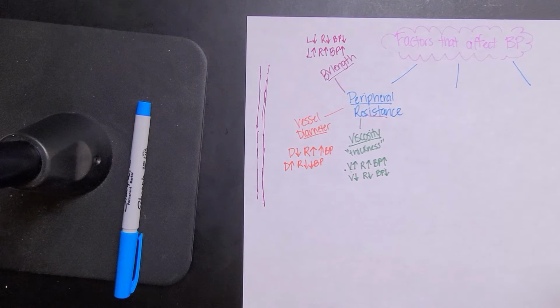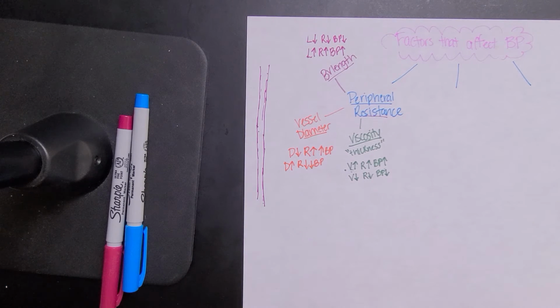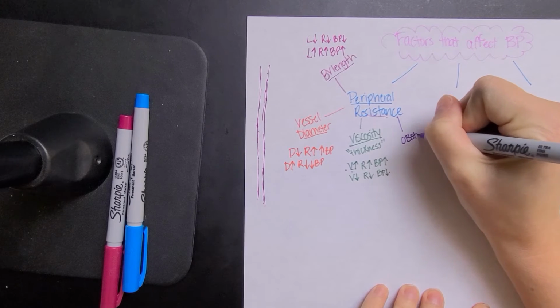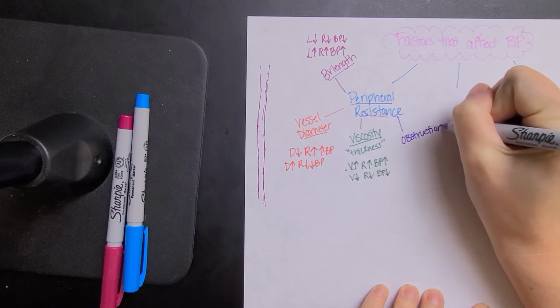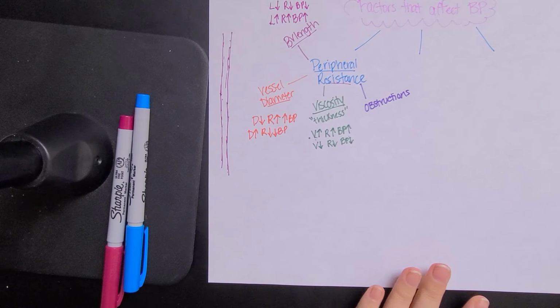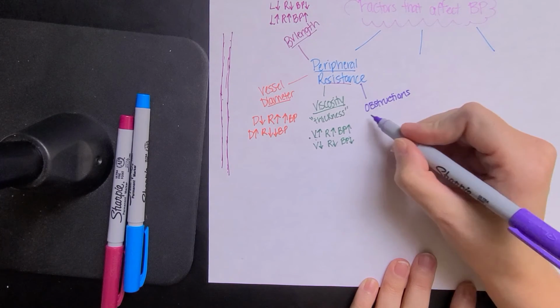Okay? All right, the last major factor that influences our peripheral resistance is blood vessel obstructions. Right, so these are things like plaques in the arteries. This is buildup in the arteries. This is typically a result of your diet or a result of genetics in some cases. So these would just be obstructions.